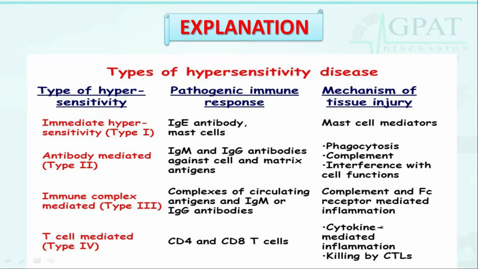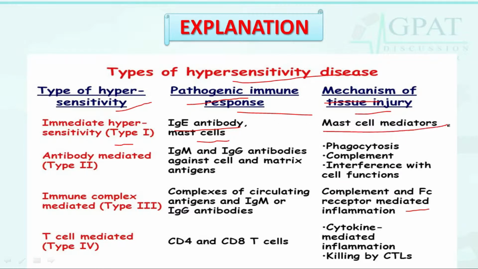Here we have a table of types of hypersensitivity disease. So the first column is types of hypersensitivity and their pathogenic immune response, and then what are the mechanisms of tissue injury. Coming to the first one, that is type 1 immediate hypersensitivity. What is their pathogenic immune response? That is IgE antibody and mast cells. And what is the mechanism? That is mast cell mediators.